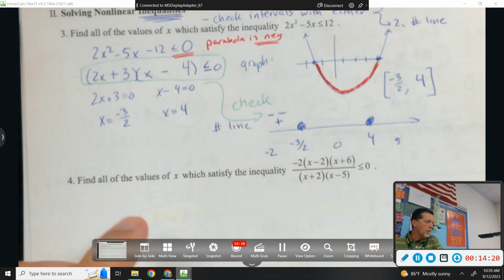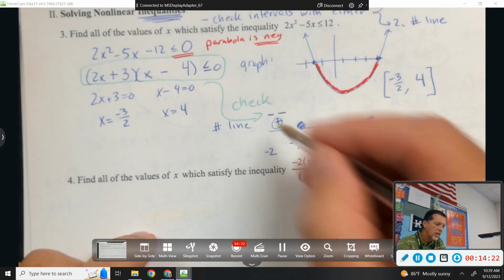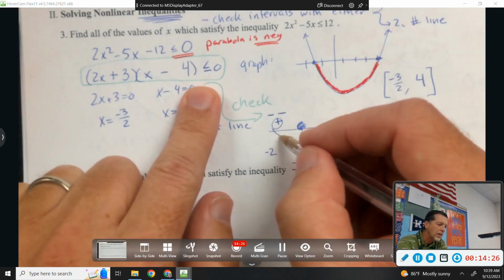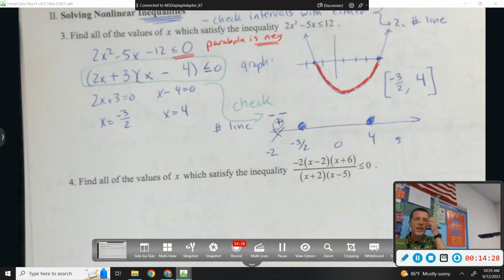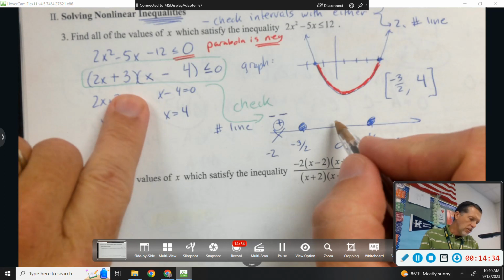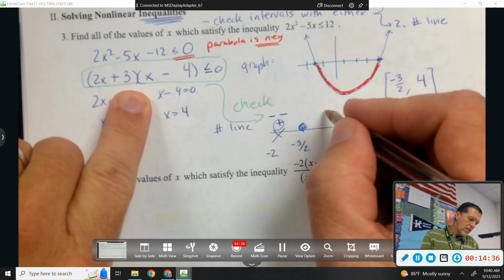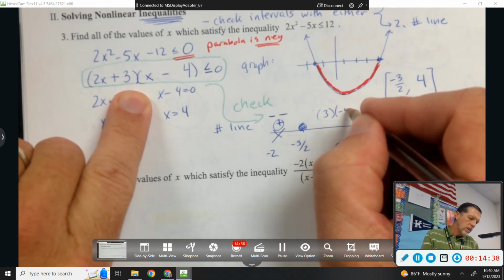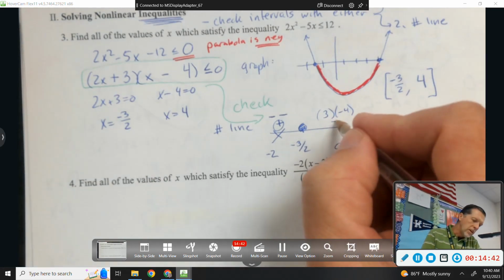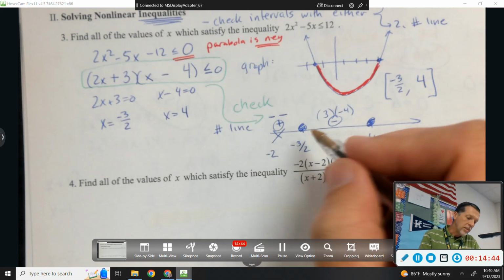But do I want a positive number? No, I want it where it was less than 0, so I'm not going to shade that region because I got a positive answer. If I plug in 0, I get 3 times negative 4. Right, I can deal with the numbers there because they're easy. But the point is that's negative, and I want it to be negative.